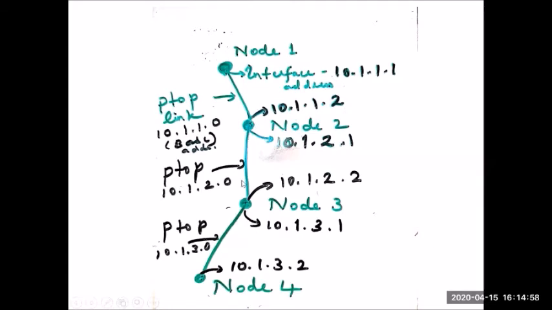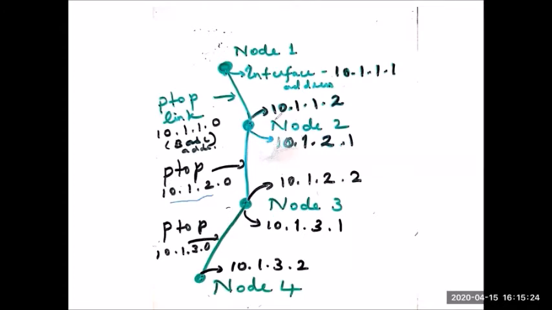Likewise, there is another point-to-point link between node 2 and node 3. As you can notice here, node 2, node 3, there's another point-to-point link. And what is the base address of that link? As you can see, the base address of this link is 10.1.2.0. This we are choosing. We are assuming these base addresses. We will allocate it in the program.